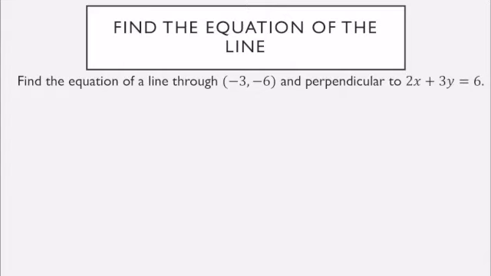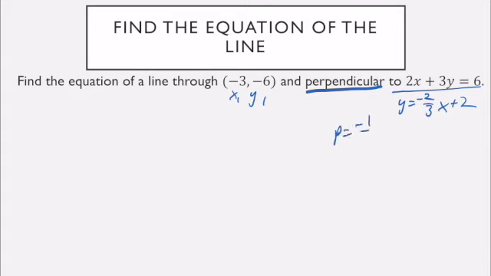Now, what if I want the line through the same point we were given in the last slide, but perpendicular to the line we were given? Now, this equation came out to be y equals negative 2/3 x plus 2 when we solved for it. But now I want the slope to be perpendicular. So I'm going to use the formula.